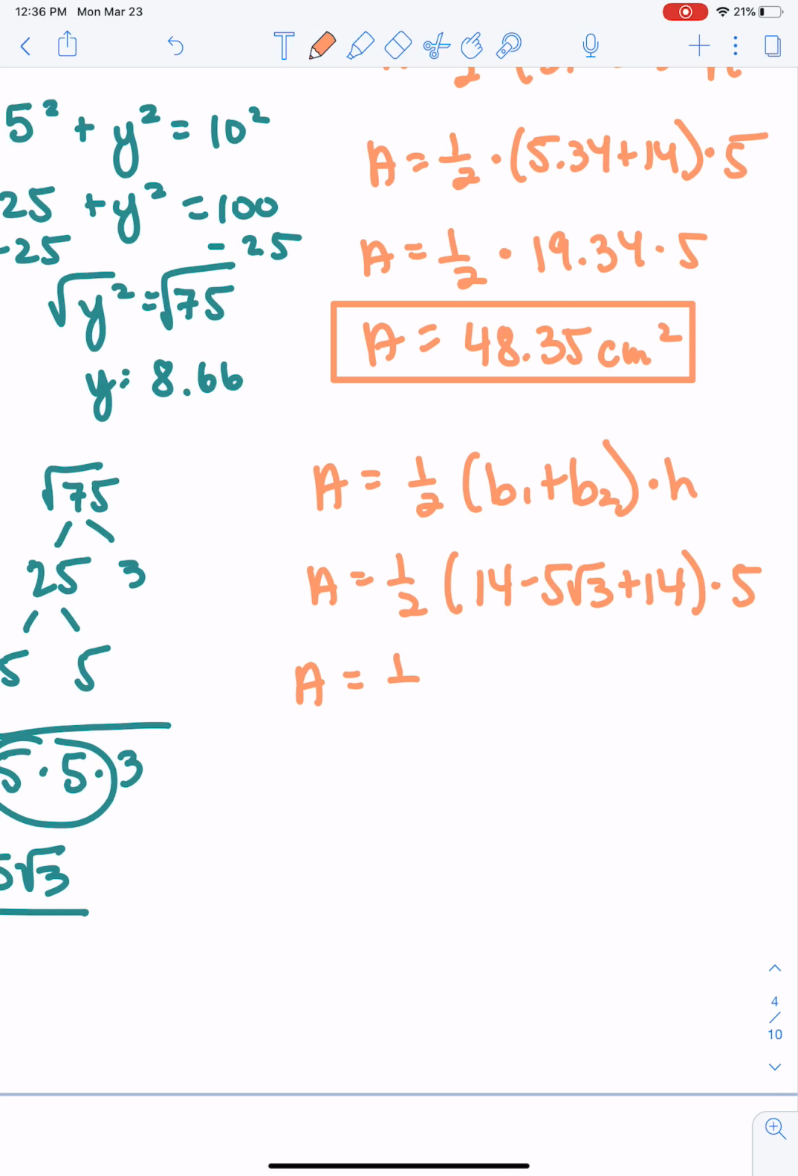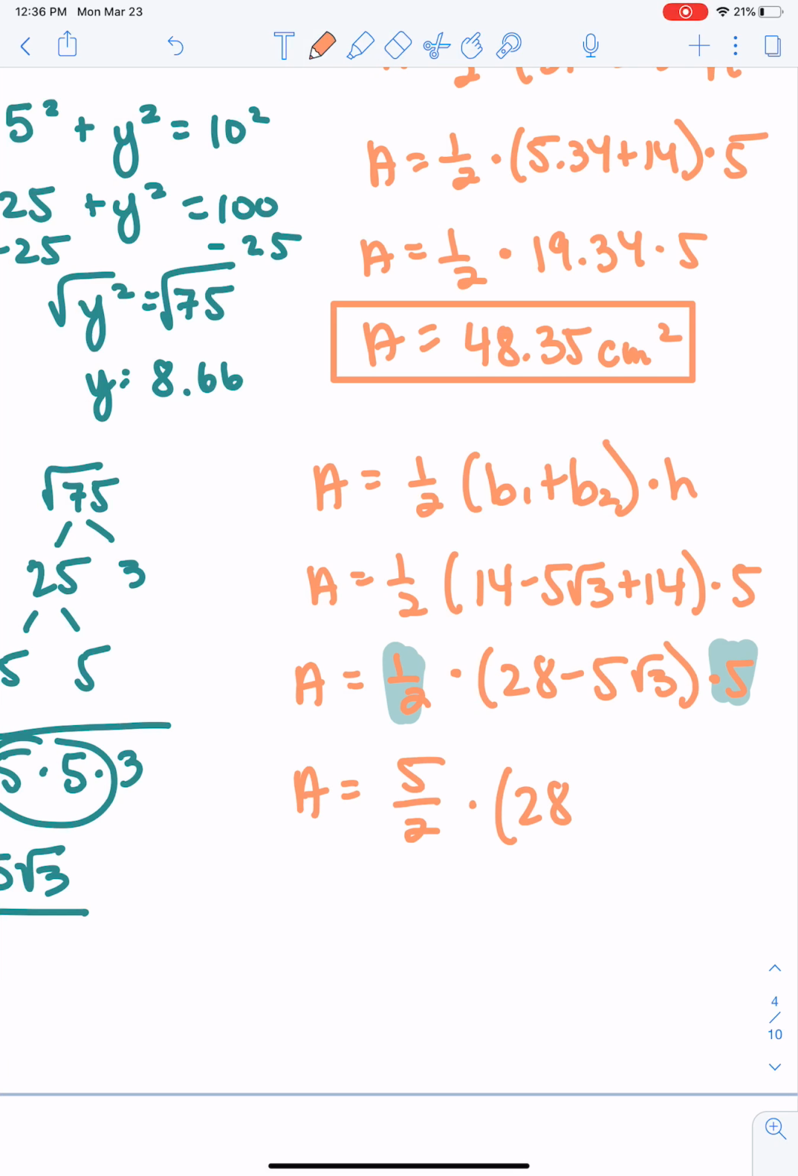We'll have 1/2 times 28 minus 5 square root of 3 times 5. I'm going to combine this and this to be 5/2 times 28 minus 5 square root of 3. Again, if you like this better, that's okay. I'm just trying to help you ACT people out. And then I would distribute.